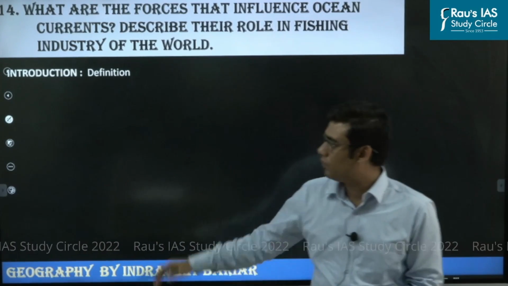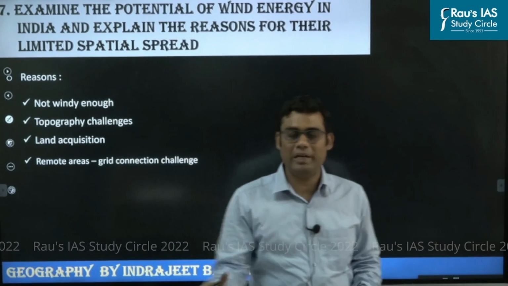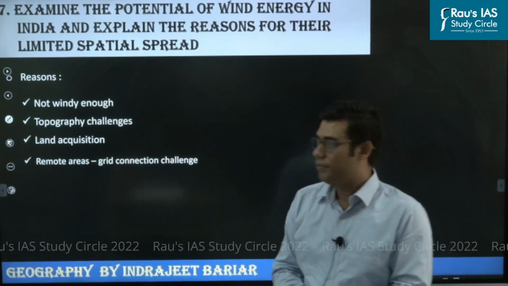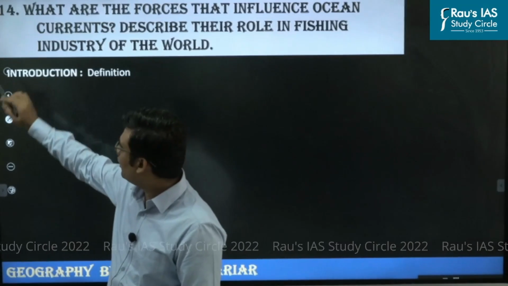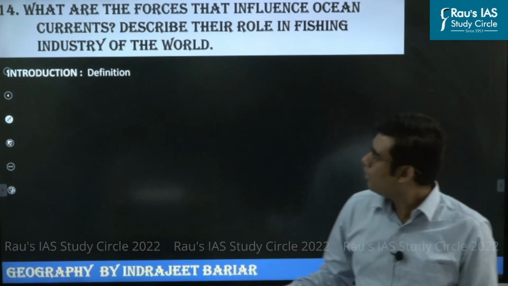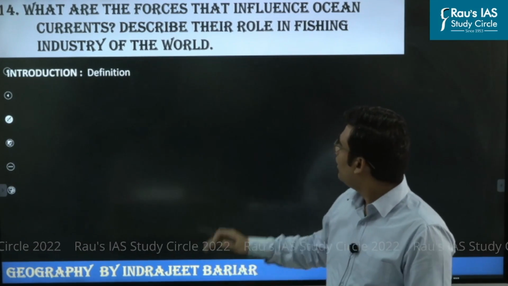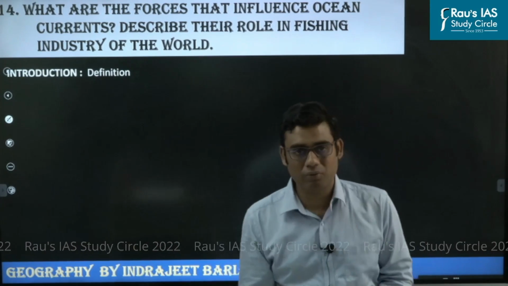And so up to this question, these were all the 10 markers that we got. After this, the 15 markers began, and the 14th question in our paper was: What are the forces that influence ocean current? Describe their role in fishing industry of the world.